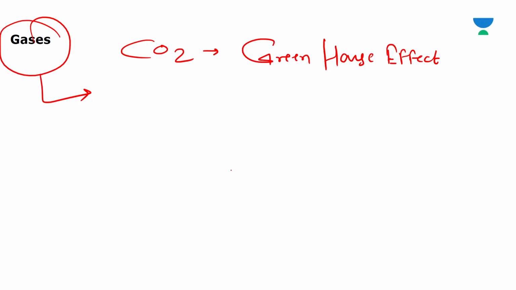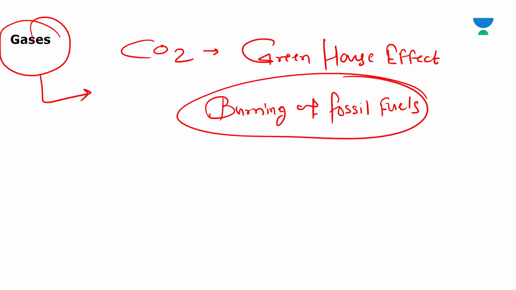and the volume of other gases is constant, but the volume of carbon dioxide has been rising in the past few decades, mainly because of the burning of fossil fuels, and this has also increased the temperature of the air.